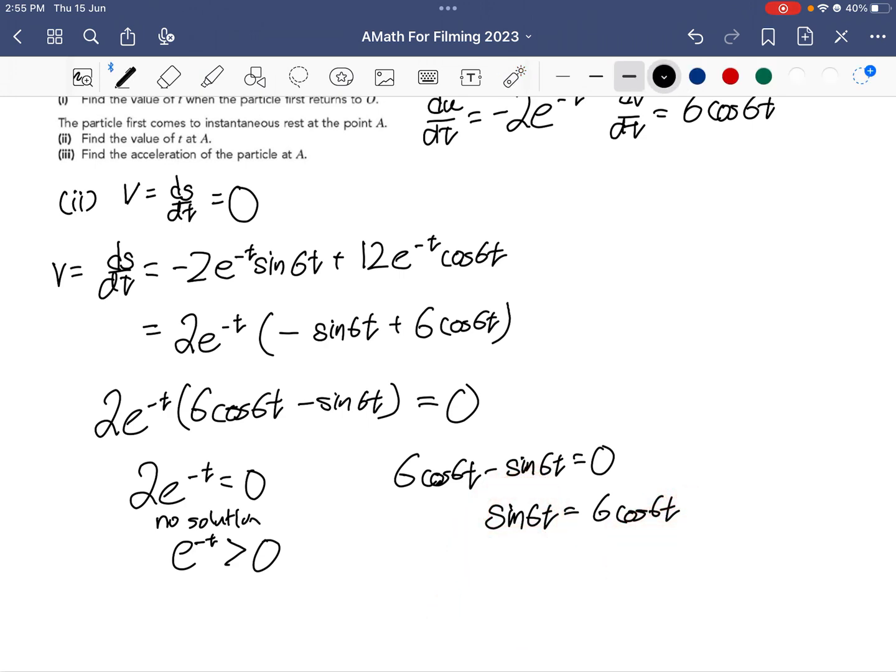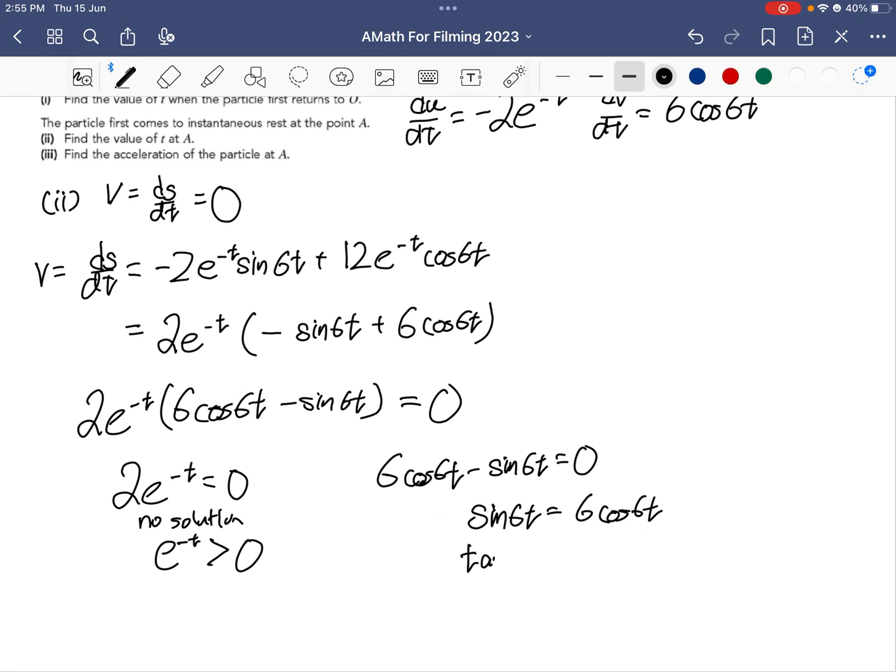You can eliminate. This guy becomes tangent of 6t. So what we get here is tangent of 6t equals 6. Alright, so if you have 6, you take the inverse tangent of 6. What you get here is your alpha, inverse tangent of 6, which is 1.4056.